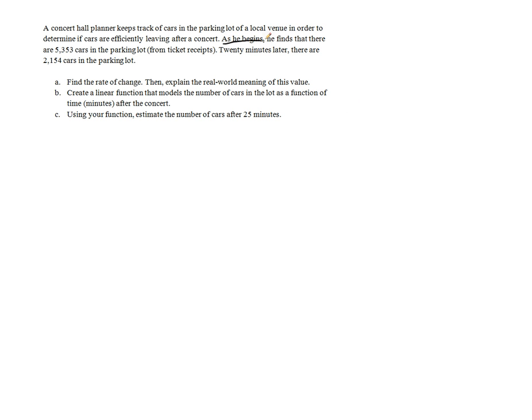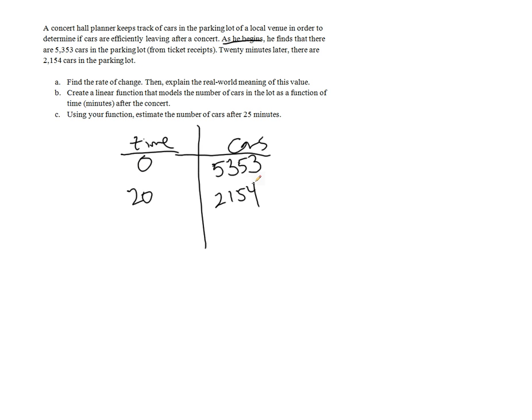So we can say that as he begins, so initially at time 0, the number of cars is at its maximum, 53 based on the number of tickets sold. But 20 minutes later, as this concert ends, there are only 2,154 cars.